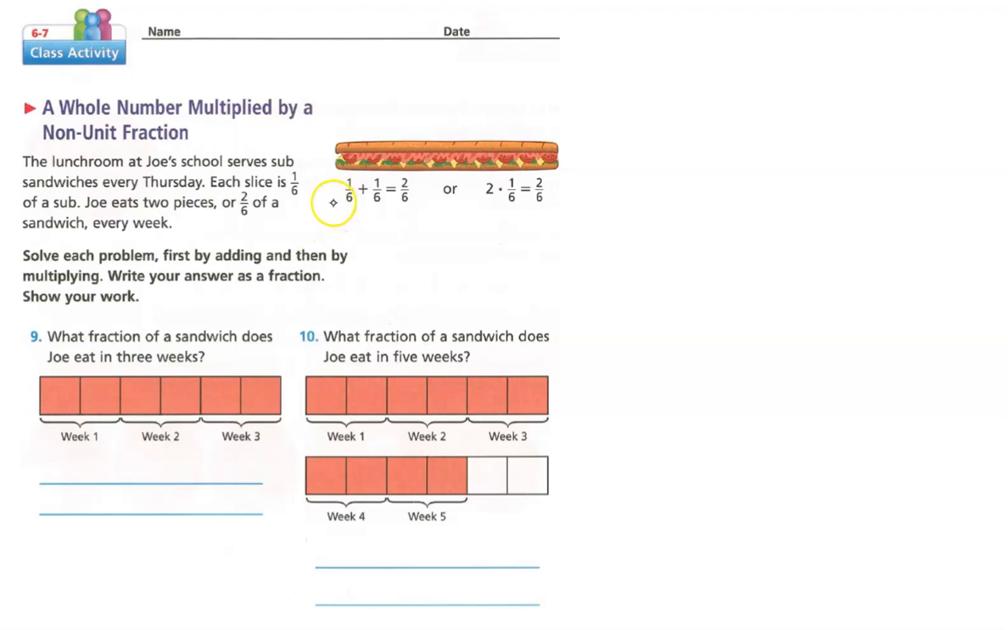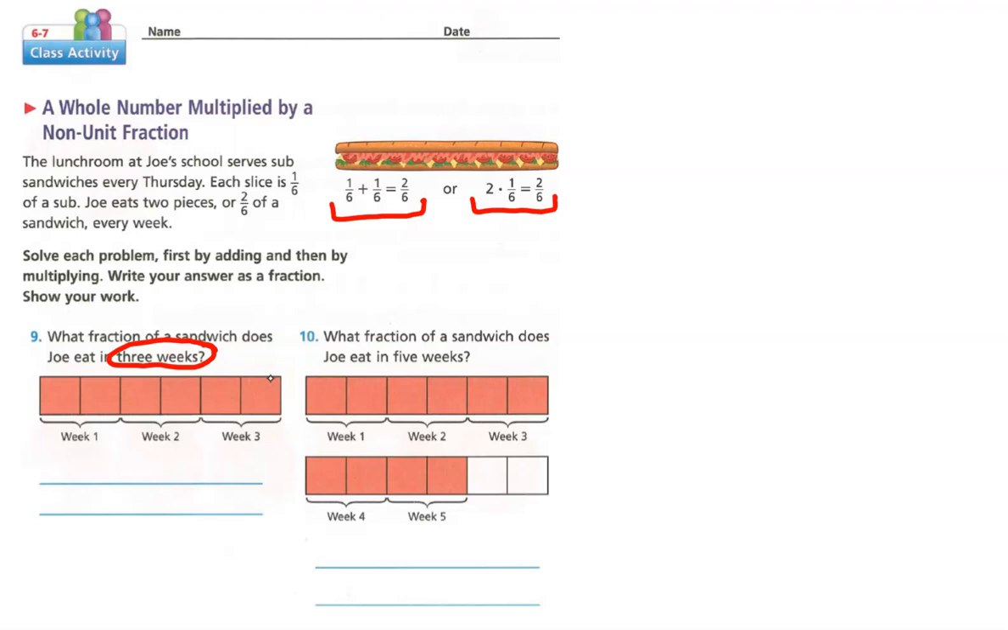So they're showing you that you could add that together, 1/6 plus 1/6 equals 2/6, or you could do 2 times that 1/6 share, but no matter what, it's still equaling 2/6. Okay? So this wants you to solve each problem, and it says first by adding and then by multiplying to write your answers as a fraction. So this is what's happening to Joe in a matter of 3 weeks. And this visual's pretty much already done the work for you. You can tell that by the end of 3 weeks, Joe would have eaten 1 entire size of a sandwich.